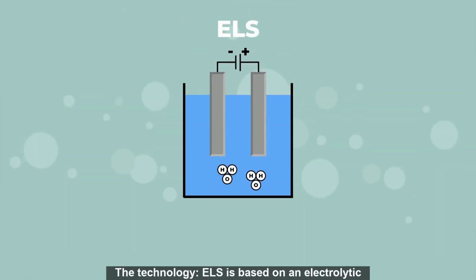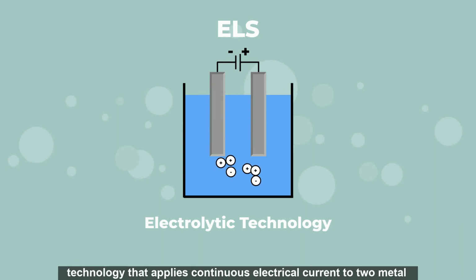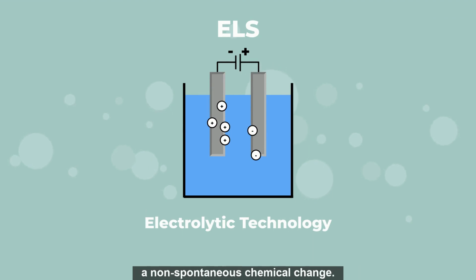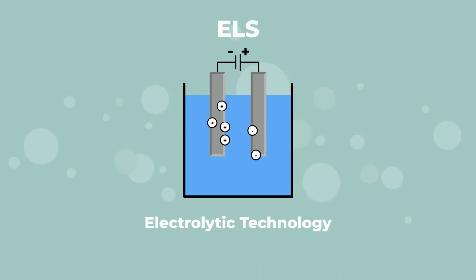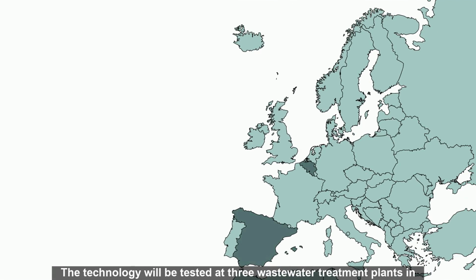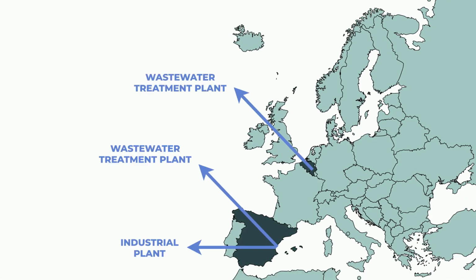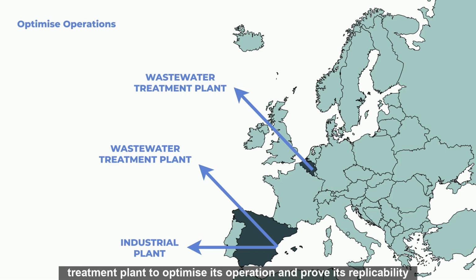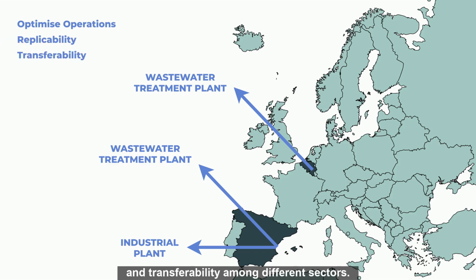plants. The technology. ELS is based on an electrolytic technology that applies continuous electrical current to two metal electrodes immersed in a solution to cause a non-spontaneous chemical change. The technology will be tested at 3 wastewater treatment plants in Spain and Belgium, 2 urban wastewater treatment plants and 1 industrial wastewater treatment plant to optimize its operation and prove its replicability and transferability among different sectors.